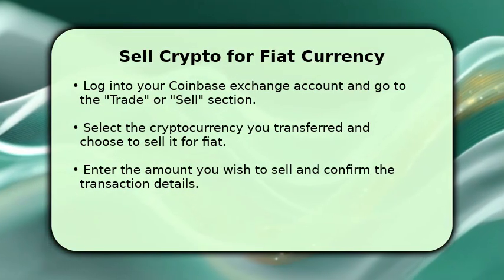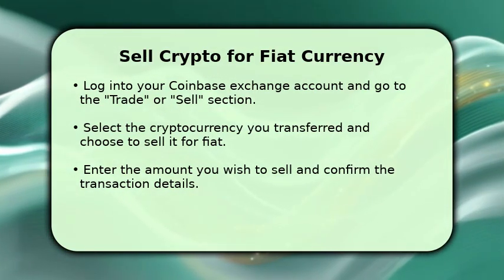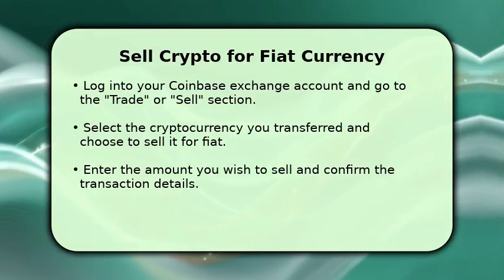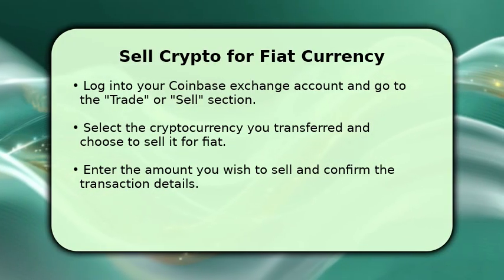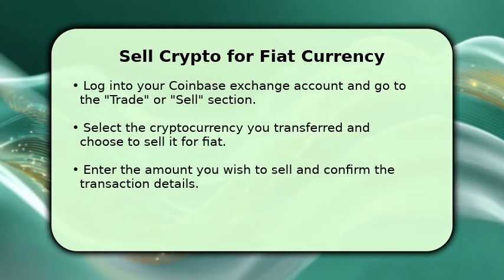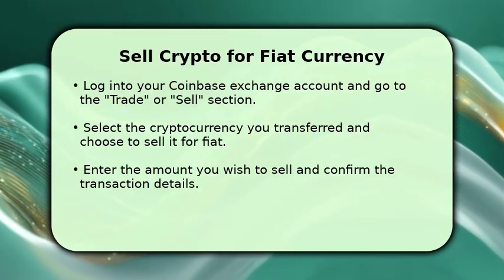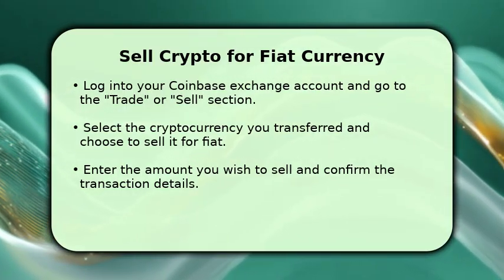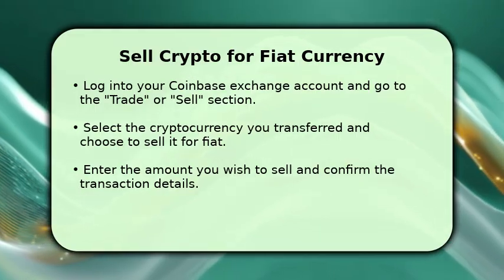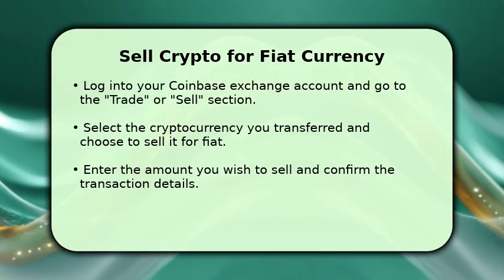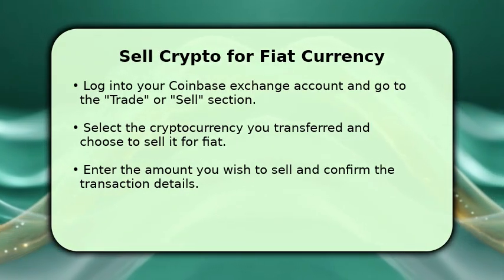Once your cryptocurrency arrives in your Coinbase exchange account, log in and head to the Trade or Sell section. Here, you will select the specific crypto asset you want to convert into traditional money. Choose your local fiat currency, such as US dollars, as the selling destination. Enter the amount you wish to sell, review the order, and confirm. The fiat equivalent will be credited to your Coinbase cash balance almost immediately, ready for the next step.